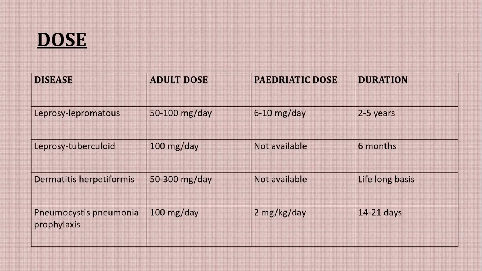Then for dermatitis herpetiformis, we use 50 to 300 milligram per day, pediatric dose is not available, and duration is lifelong. Then pneumocystis pneumonia prophylaxis, which is suggested as a second line of medication. In this case, we use 100 milligram per day. Pediatric dose should be 2 milligram per kg per day, for 14 to 21 days.